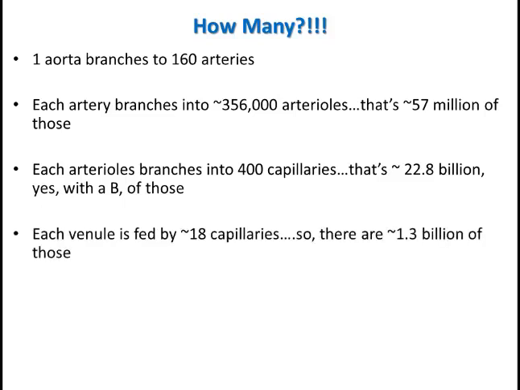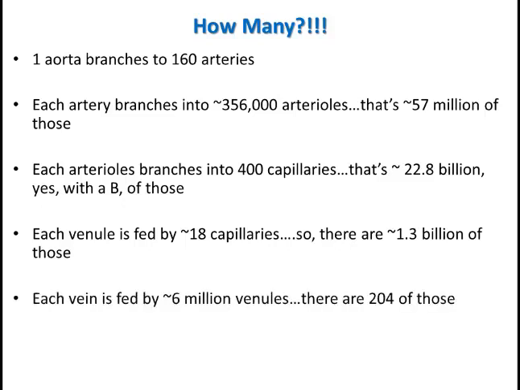Now each venule, now on the drainage side coming back towards the heart, each venule is fed by approximately 18 capillaries. And so there are about 1.3 billion of those. And then each vein in turn is fed by about 6 million venules. And there are 204 veins, ultimately converging into the two vena cava, inferior and superior, returning to the heart. Pretty crazy, right? That's a lot of blood vessels.